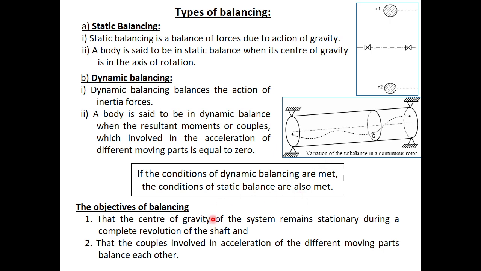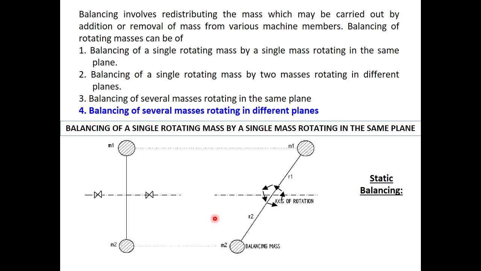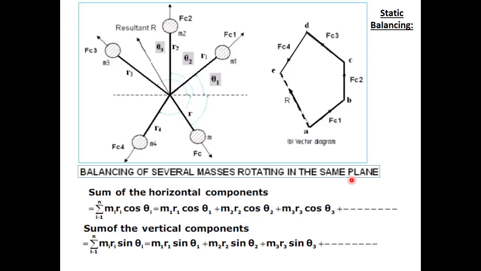Okay, let us go further. Let us see how it is done. So, this is static balancing. If we have a mass here, diagonally opposite at that location, you know that m2 into r2, if this is equal to m1 into r1, then also the condition is satisfied.